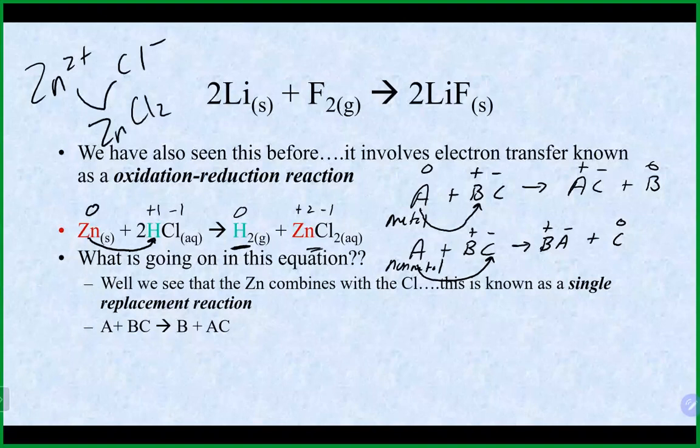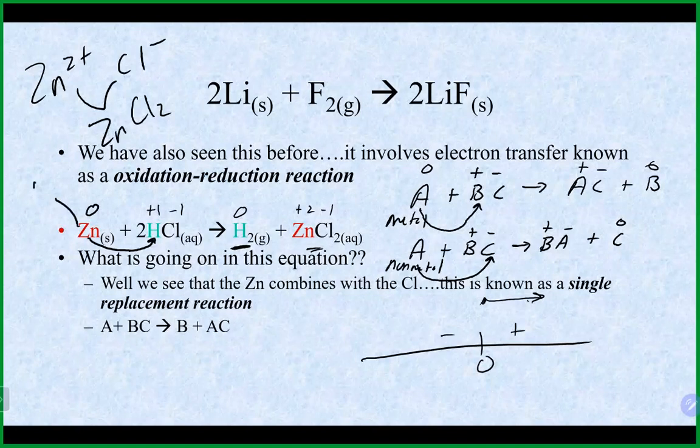This is a single replacement reaction. It is also still a redox reaction. If we look at the zinc, zinc started at 0, ended at +2, became more positive. The zinc is being oxidized.